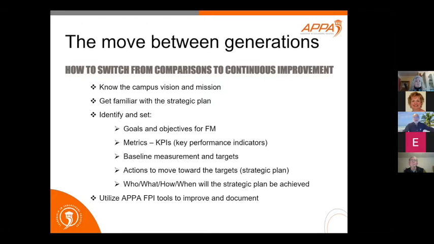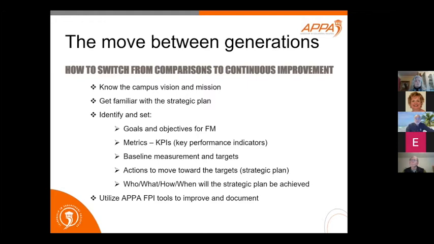You have to identify some performance metrics or key performance indicators, which may be some of the measures in the FPI. You want to start off with an initial set of baseline measurements and set targets based on the overall objectives of the facilities management organization and with the objectives of the institution. And then you want to develop an action plan to move toward your targets. That's maybe called a strategic plan, maybe you're calling it an operational plan.